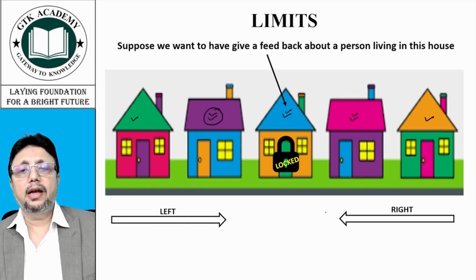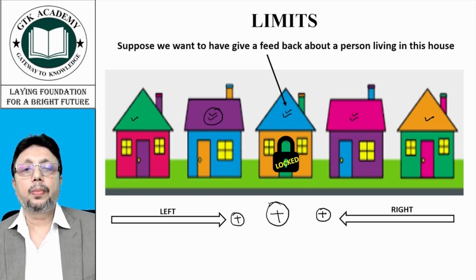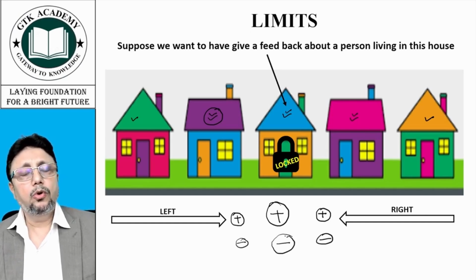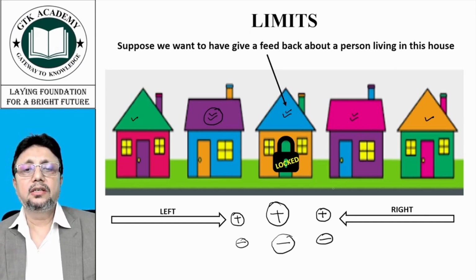Now, if on the right the feedback about this person is positive, and on the left the feedback is again positive, we'll say the feedback is positive. Now, if the feedback on the left is, say, negative, and here also we have negative on the other side, this is the feedback we are getting from both sides. We'll take this as the feedback.